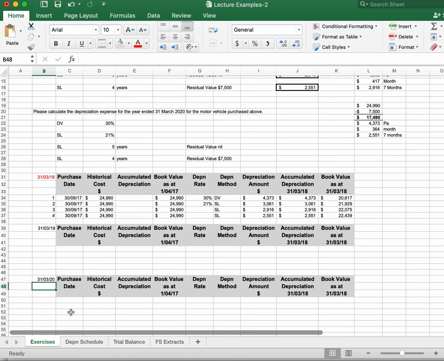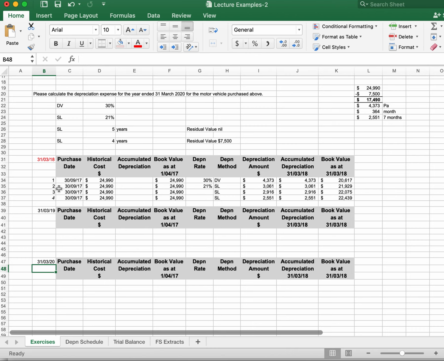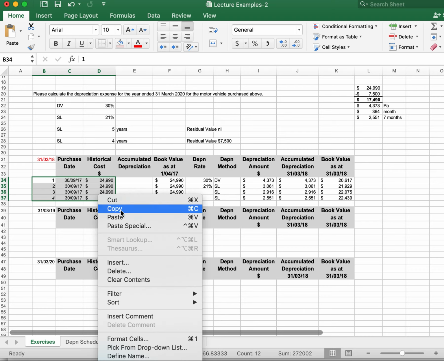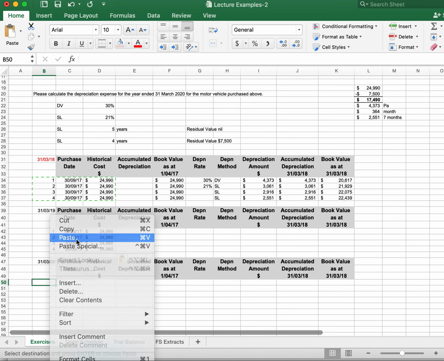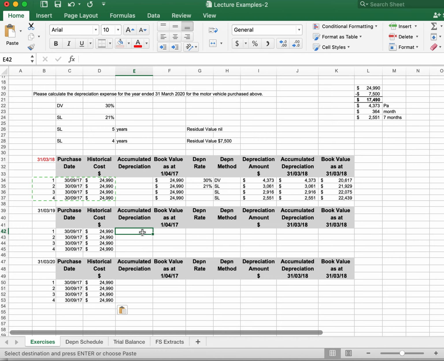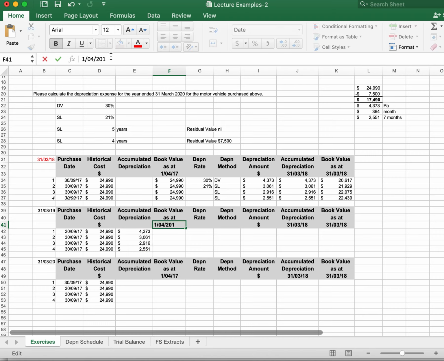2020. So the purchase date and the historical cost are all going to be the same. Those things don't change year to year, so that's pretty straightforward. The accumulated depreciation in this year, the opening balance will be the closing balance from the previous year, so that all marries up. The book value on the 1st of the 8th, I'll just change these dates here so that they show the right year.